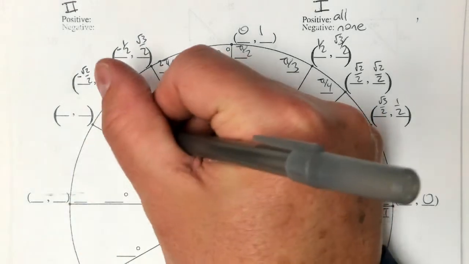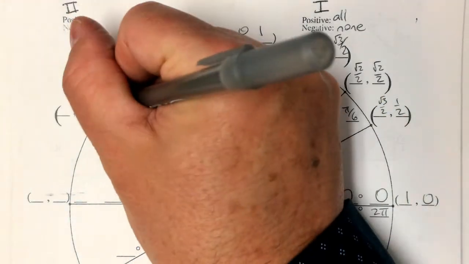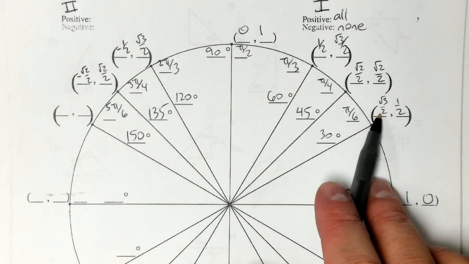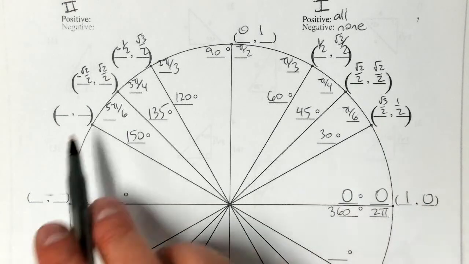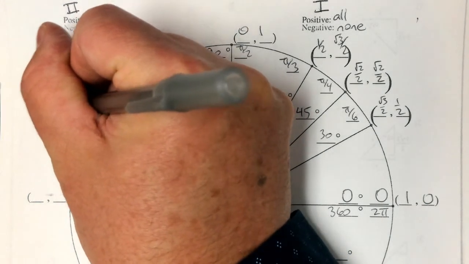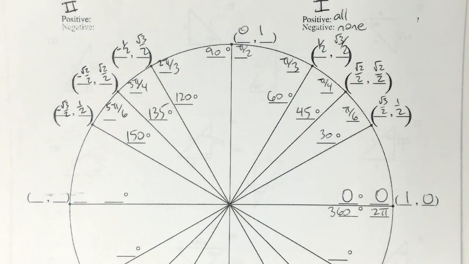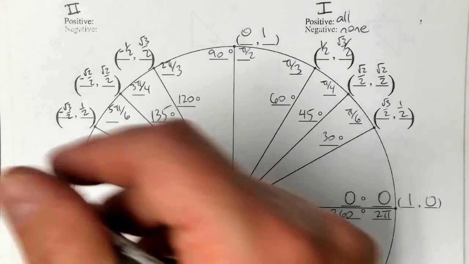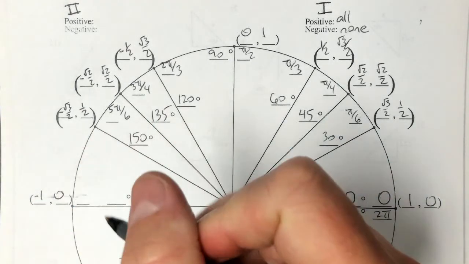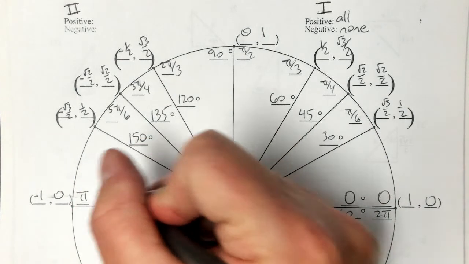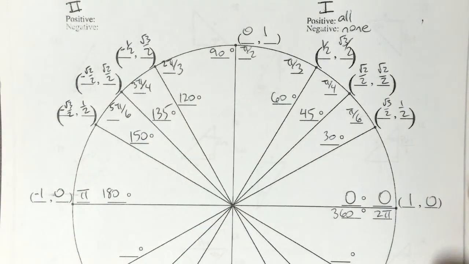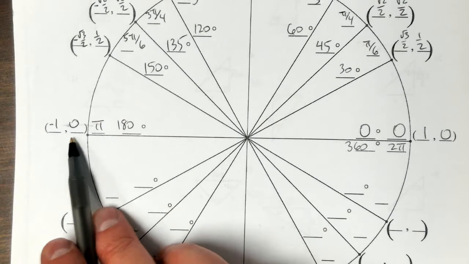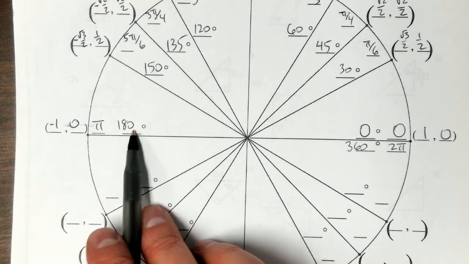Then our next angle is 150, which is equivalent to 5 pi over 6. And you look at your pi 6, which is square root of 3 over 2, and then a half, so it'll be negative square root of 3 over 2, and positive a half. And then this ordered pair is negative 1, 0, which is pi radians and 180 degrees. Negative 1, 0 is your ordered pair, then pi, and then 180 degrees.